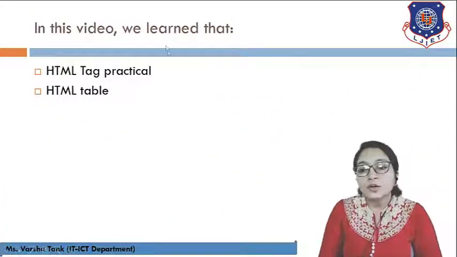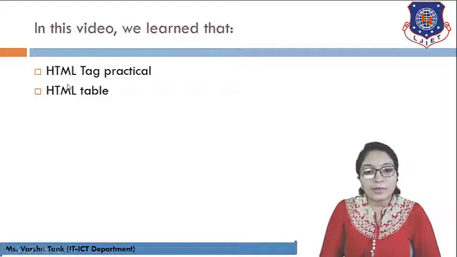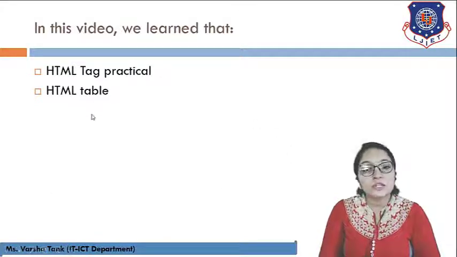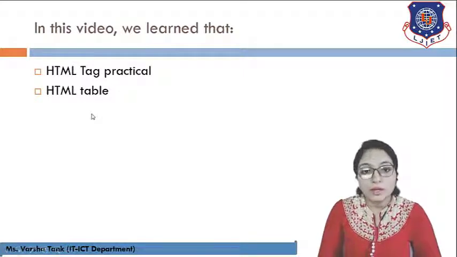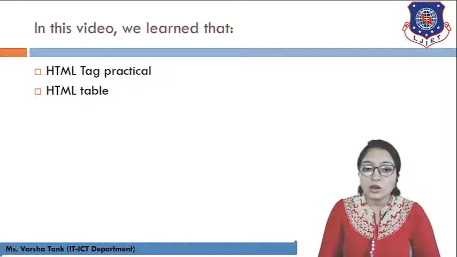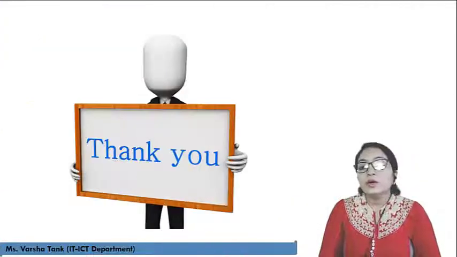So in this video we have learned HTML tag practicals in which we have seen the different tags, that is the pre-formatted tag, then the HR tag, etc. And then we have learned about the HTML table: how to define the table, how to define the table with a border, and how to merge the columns and how to merge the rows. That is known as rowspan and colspan. Okay, so the remaining interesting topics we will see in the next lecture.